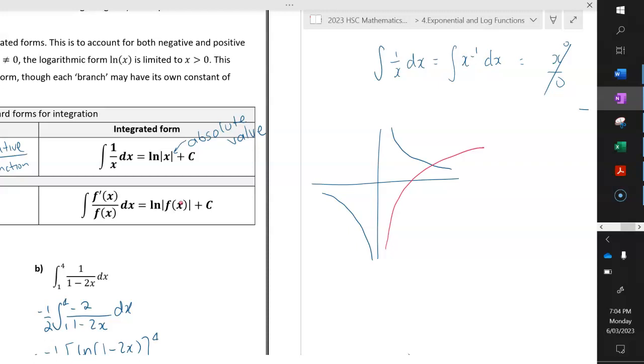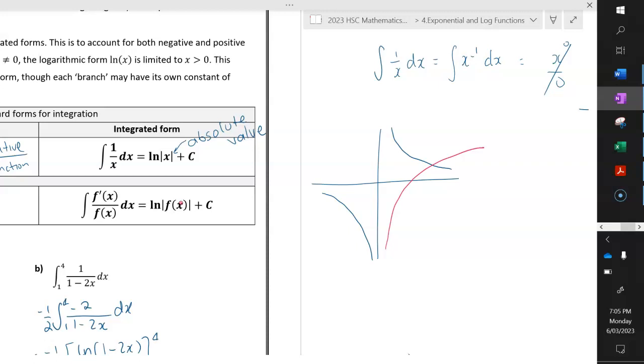And what a lot of people say is, well, why, when we integrate 1 over x, so this part here, do I have to pop in an absolute value? And a lot of people say, well, that's because we can only have positive values of x, so the negative values disappear. Yeah, that's true, but it's also not why we do it.